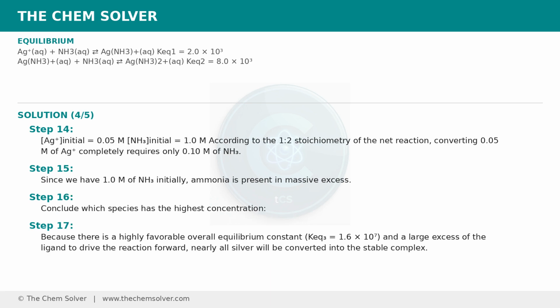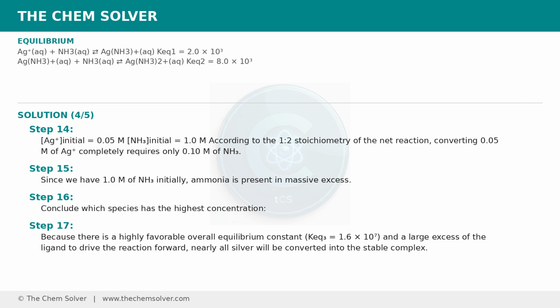Ag⁺ initial equals 0.05 molar, NH₃ initial equals 1.0 molar. According to the 1:2 stoichiometry of the net reaction, converting 0.05 molar of Ag⁺ completely requires only 0.10 molar of NH₃. Since we have 1.0 molar of NH₃ initially, ammonia is present in massive excess.